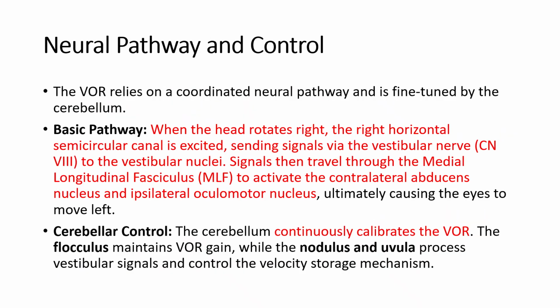Neural pathway and control. The vestibulo-ocular reflex relies on a coordinated neural pathway and is fine-tuned by the cerebellum. The basic pathway is: when the head rotates to the right, the horizontal semicircular canal gets excited, sending signals via the vestibular nerve to the vestibular nuclei. Signals then travel through the medial longitudinal fasciculus to activate the contralateral abducens and ipsilateral oculomotor nucleus, ultimately causing the eyes to move to the left.